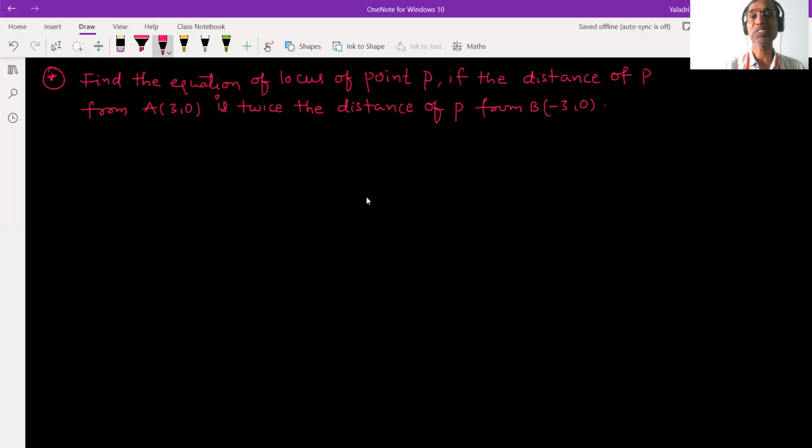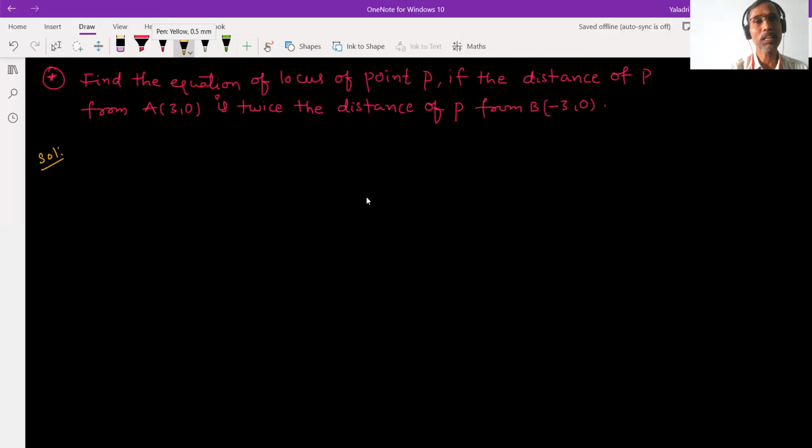Find the equation of locus of point P if the distance of P from A (3,0) is twice the distance of P from B. So for this one, we have to write the geometric condition. So how to write the geometric condition? This is the important one. There are 3 steps.